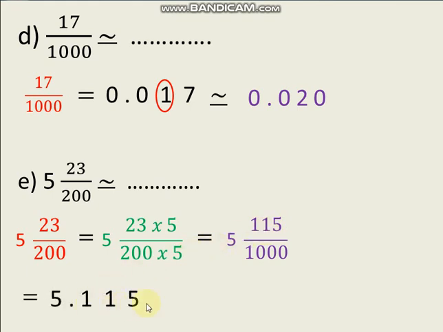5.115. Approximate to the nearest hundredths. Put a circle around the hundredths. The hundredth here is 1. Look at the right. We have here digit 5. 5 or more than 5. First step, replace it by 0 and the digit to the right by 0 and add 1 to the hundredths. The result will be 5.120.